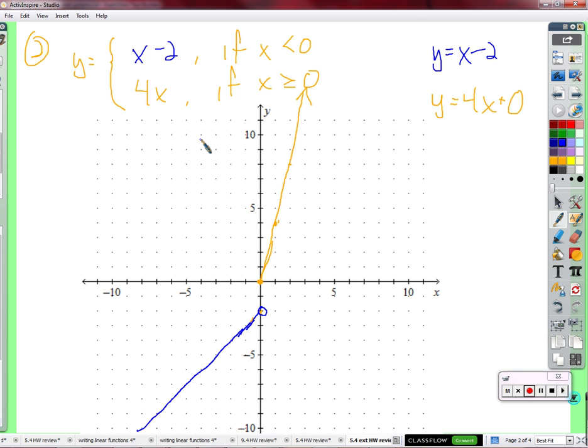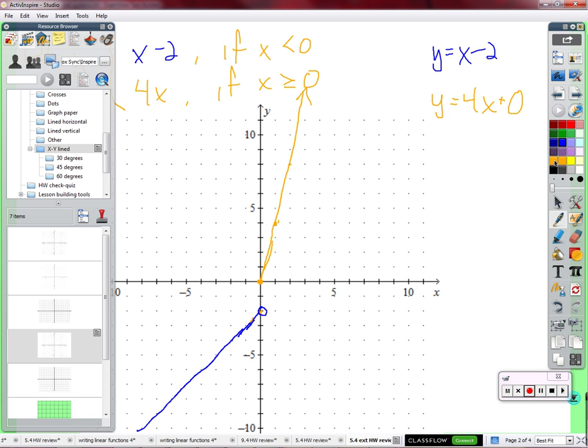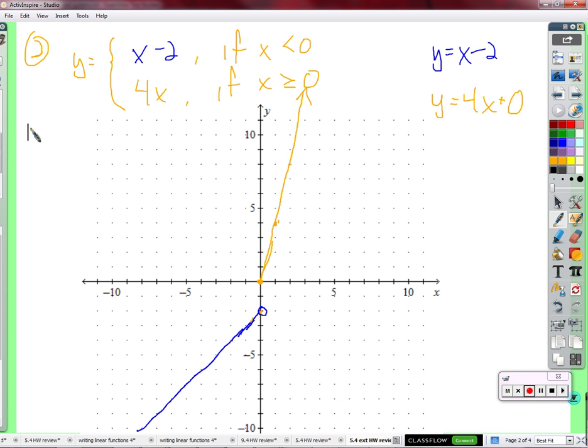The domain is the set of all the inputs. Domain. What numbers can go into this function? Yeah. All real numbers. Okay, what makes you say that?